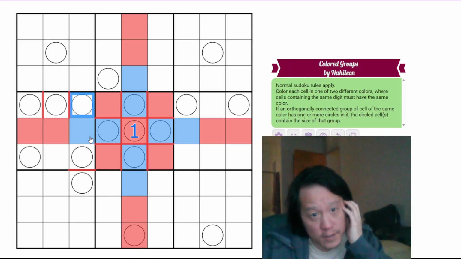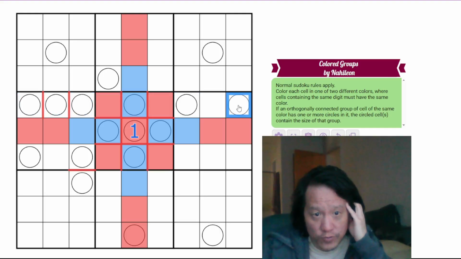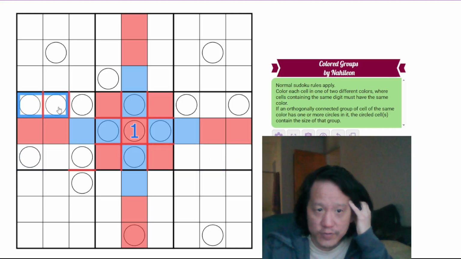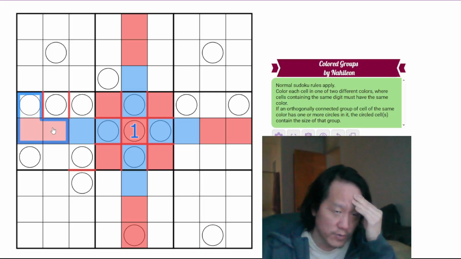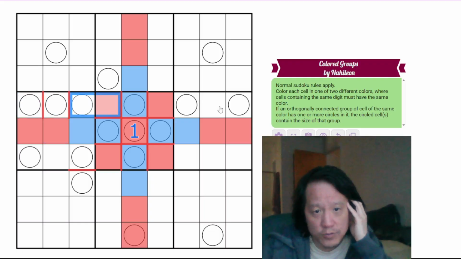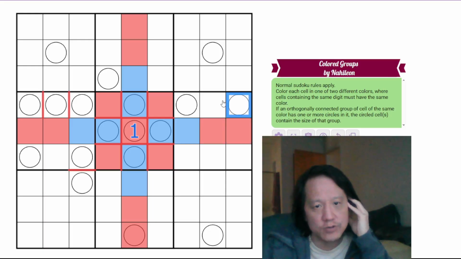We need a 1 somewhere in row 4 and 1 somewhere in row 6. If we try to have 1 in either of these, that doesn't work, because that's size greater than 1 for the reds. Same with this. So 1 has to be one of these. If this is 1, it's size greater than 1, so that can't be red. If this is red, that's size greater than 1.